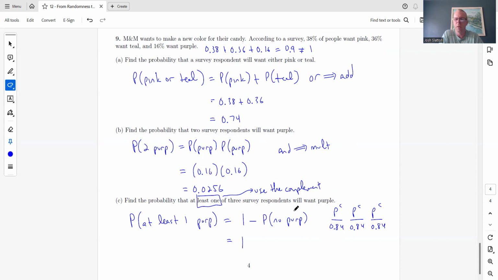Okay, so 3 non-purples, so that would be 0.84 times 0.84 times 0.84, or 0.84 to the third, put that in the calculator, and we get 0.407296.